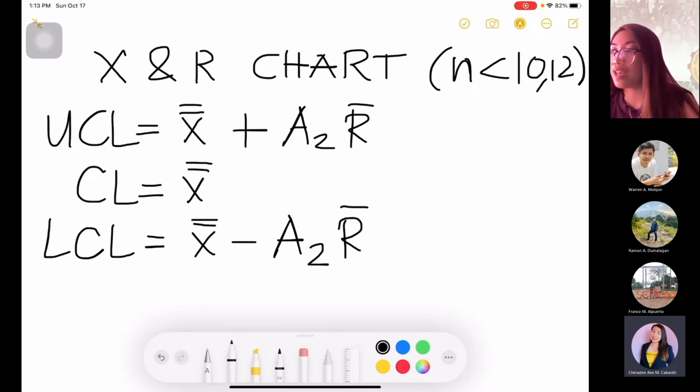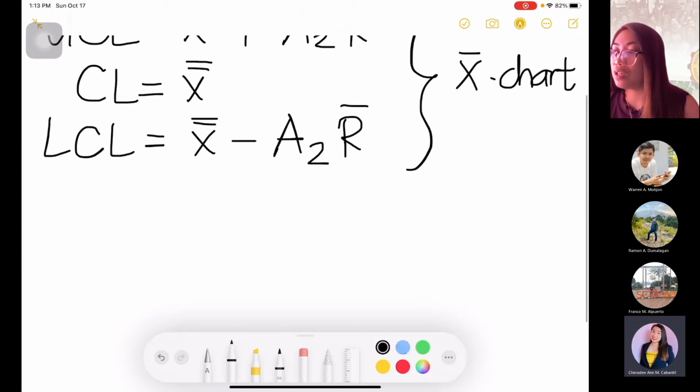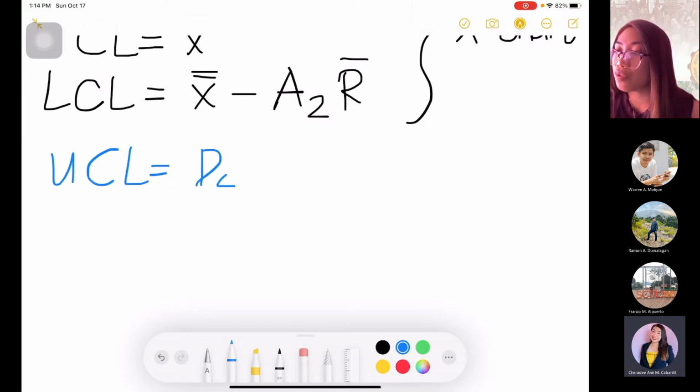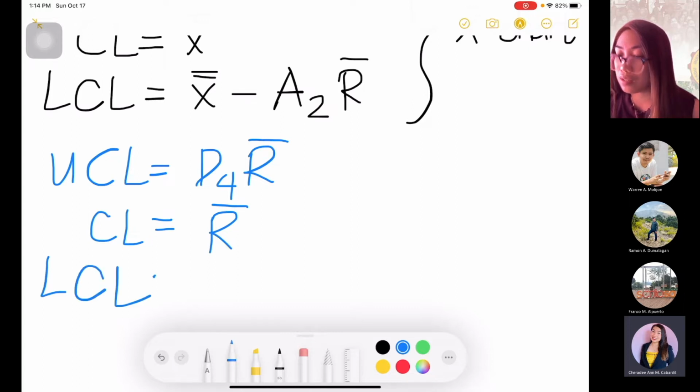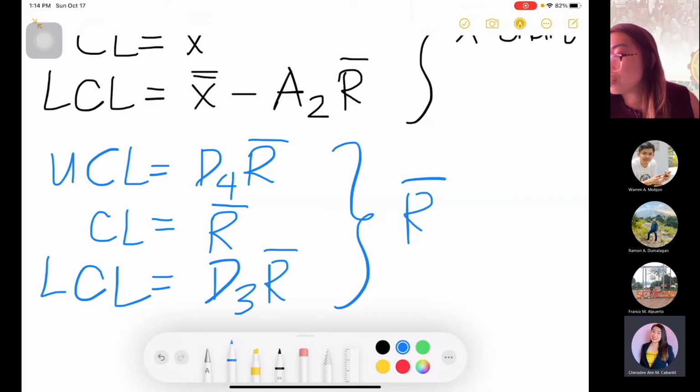Okay, that's for the X bar chart. Now for the R chart, its UCL is equal to D4 bar R. Your CL is the bar R itself, and the LCL is D3 bar R. So you will understand later what the D4 and D3 are, no? Okay, and this is for the R chart.